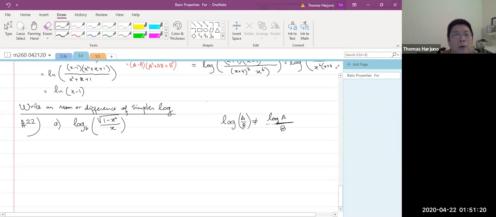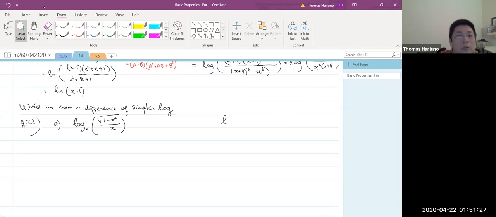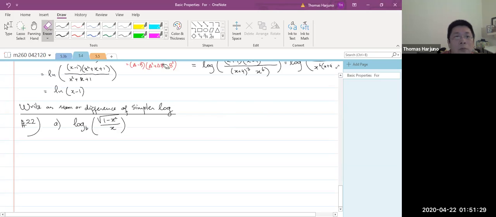Okay, now let's continue. Then for that question, the numerator has exponent 1/2: 1/2 log base b of 1 minus x squared minus log base b of x. Okay, actually for that one we are done.